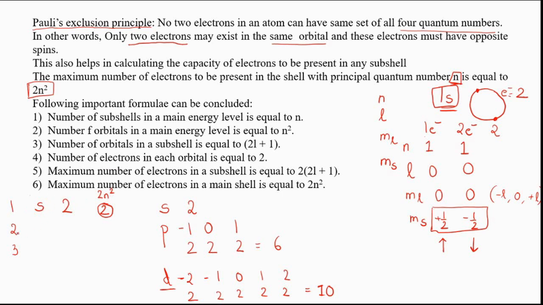Now if I consider principal quantum number n equal to 2, this has s and p. For s, the maximum occupancy is 2, and for p, the maximum occupancy is 6. So 2 and 6, the total is 8. Now do we get 8 from this calculation or not? 2 into 2 squared, because n is equal to 2. 2 squared is 4, into 2, which is 8. So we see that the maximum occupancy is 8, and this is what we determined with the help of the maximum occupancy values.